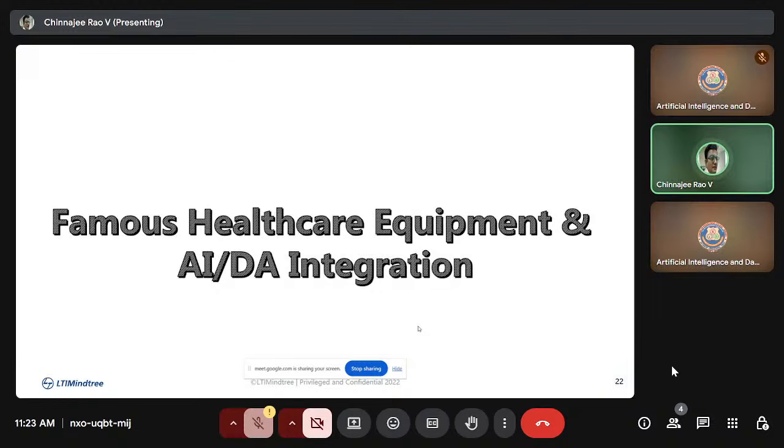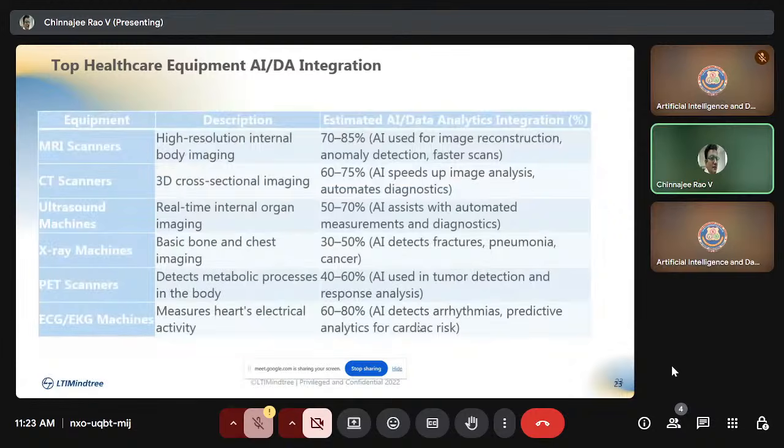First, I'll start with the famous healthcare equipment and the AI and DA integration. Take the MRI scan: the high resolution is because of AI. MRI scans have started giving high resolution, and the percentage of AI data integration is 70 to 80%. Then the CT scan gives accurate 3D sectional images, again because of AI. They have introduced 60 to 70%, and there is a possibility to increase; they are still doing research and will come up with the latest equipment as well. Same way, ultrasound machines give real-time internal organ imaging; they have introduced 60 to 70% only, and they are going to increase it.